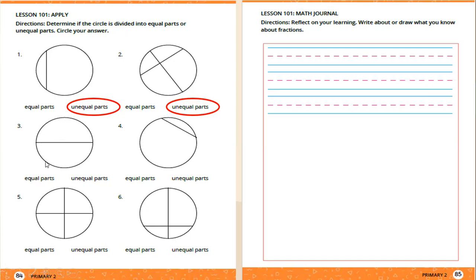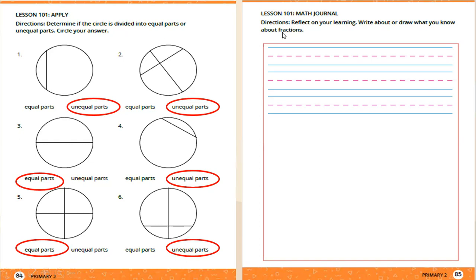The third one, the circle is divided into equal parts, into 2 halves. Okay? Number 4, this circle is divided into parts. Are these parts equal? Of course not, so they are unequal parts. Number 5, the circle is divided into 4 equal parts. So we will choose equal. Bravo, Anas and Yahya. The last one, the circle is divided into unequal parts.